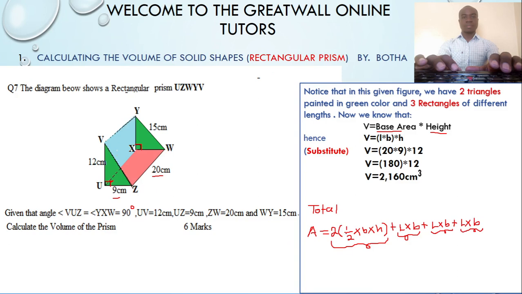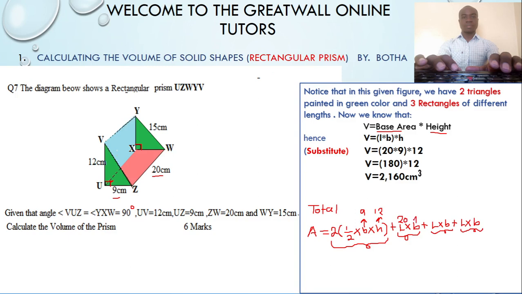You can just substitute in here, and then you can find what that is. For example, with a triangle, our base is 9 and our height is 12. So you can calculate that and multiply that by 2. And then you are going to add, for example, the one painted in pink.